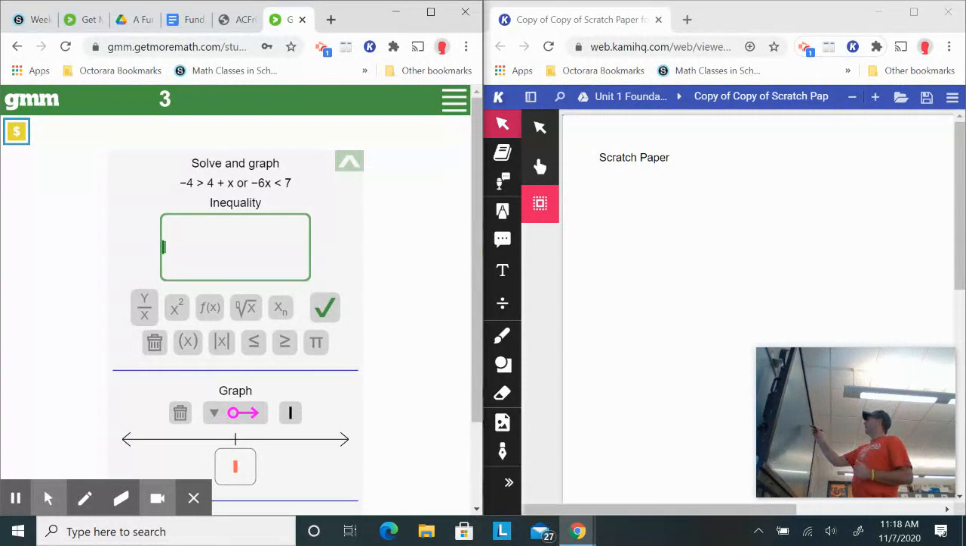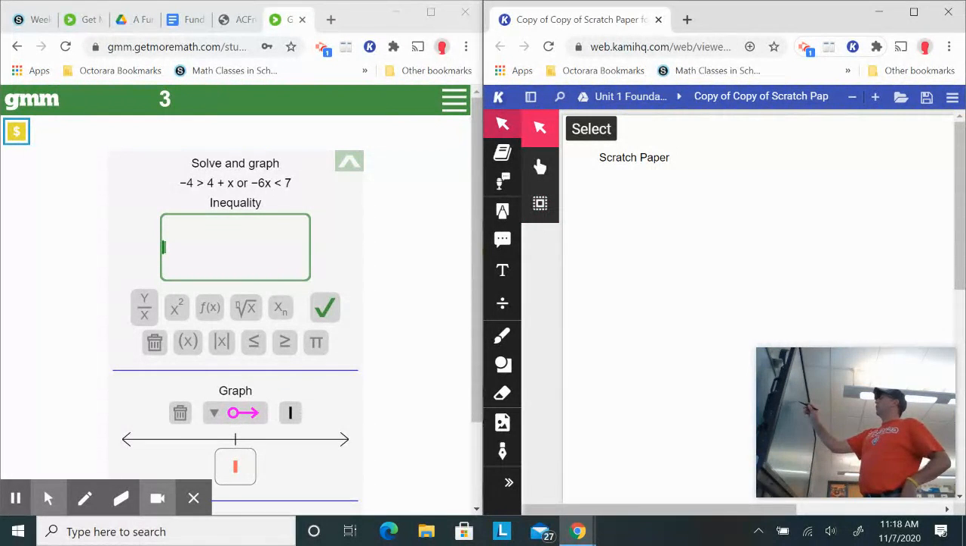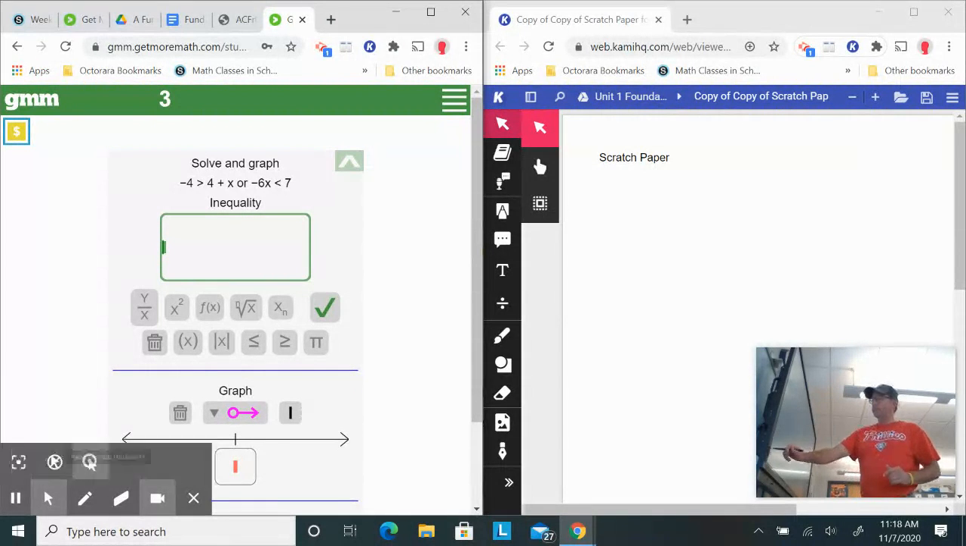Please look at the Get More Math side. Notice -4 is greater than 4 plus x, or you have another part to the inequality, -6x is less than 7. So either your numbers have to work for this inequality or they have to work for the one on the right. So I'm going to recopy those on my scrap paper. I'm going to solve each of those, and I'll show you what to do after that.